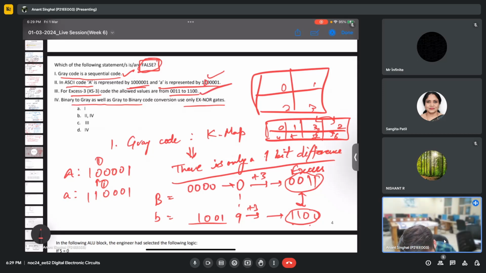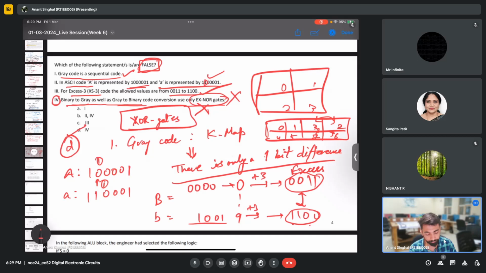Now the last option says that binary to gray and gray to binary conversion are done using XNOR gates, which is wrong because we need XOR gates instead of XNOR gates. If you are aware of this concept, binary to gray or gray to binary conversion is basically done using the XOR gate. So this statement is completely wrong. Out of all these four statements, only statement 4 is incorrect, so option D will be the right answer.